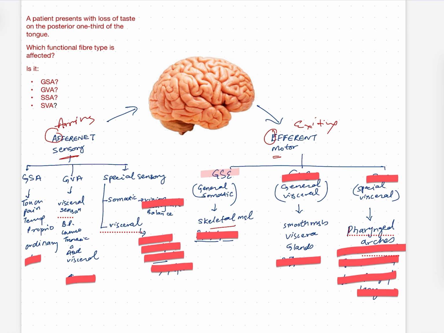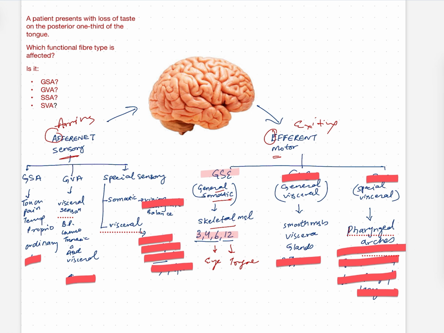Just imagine which are the skeletal muscles in the head and neck region. The first that come to our mind are the tongue muscles and the eye muscles. So which nerves supply these muscles? The third, fourth and sixth for eye movement, and the 12th for tongue movement. So these are the ordinary muscles: general somatic efferent.